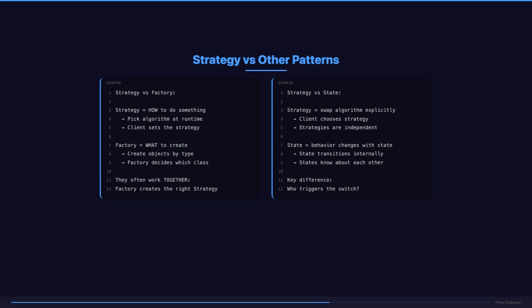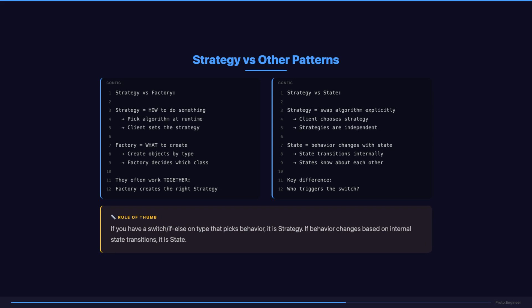Strategy versus state. With strategy, the client explicitly swaps the algorithm. Strategies are independent of each other. With state, behavior changes based on internal state transitions. States know about each other because they define which state comes next. The key question is, who triggers the switch? If the client triggers it, it is strategy. If the object's internal state triggers it, it is state.